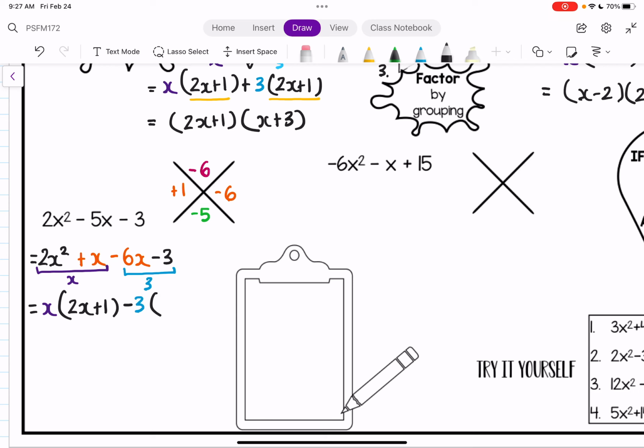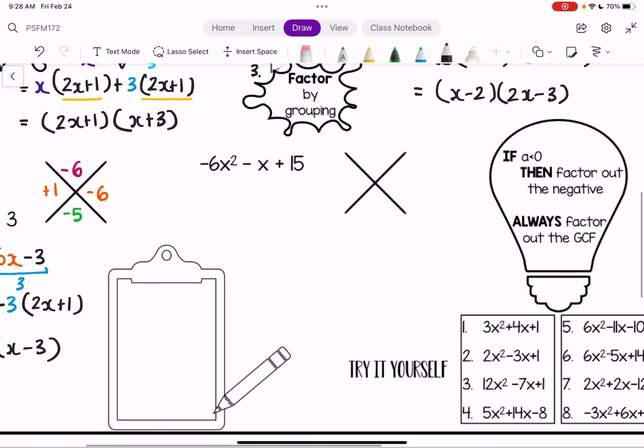Factor out your 3, which is actually factoring a negative 3. And so now we will have 2x plus 1. So again, common factor, 2x plus 1, leaving us with x minus 3. Okay, let's do one more example.